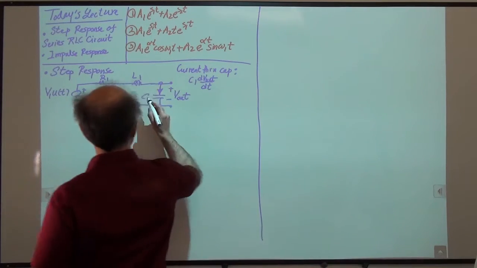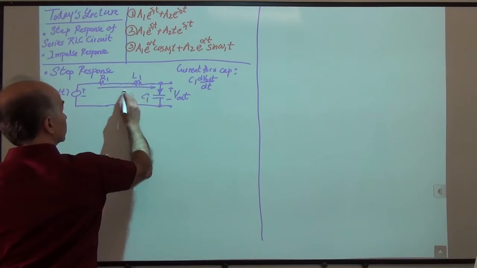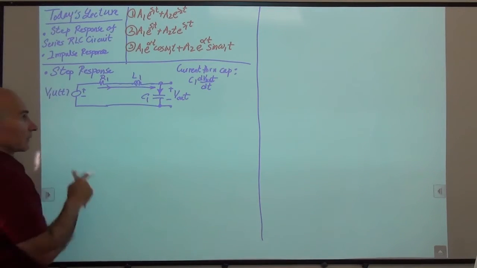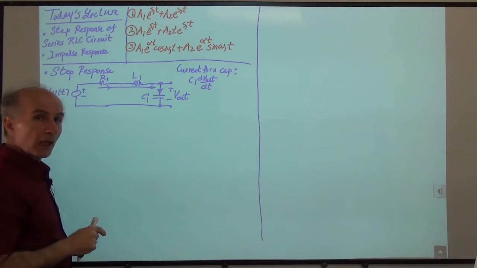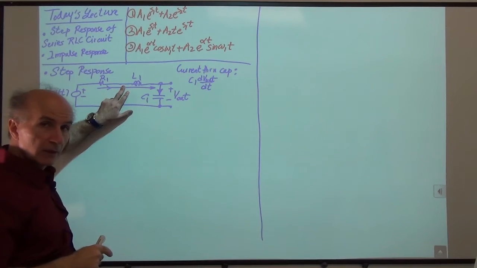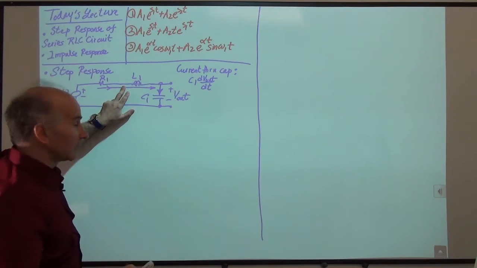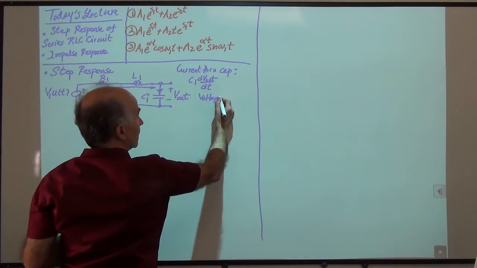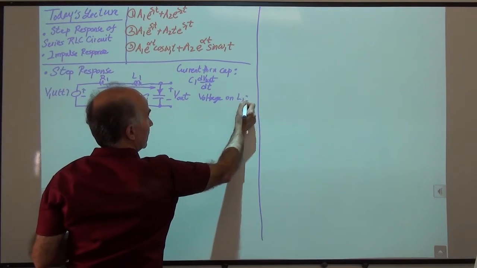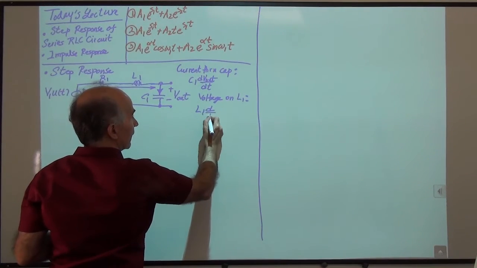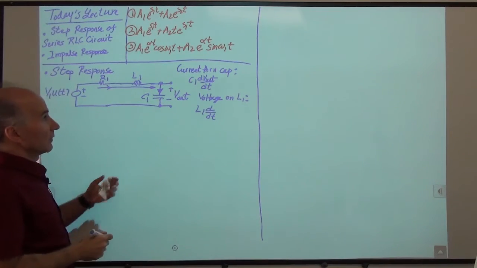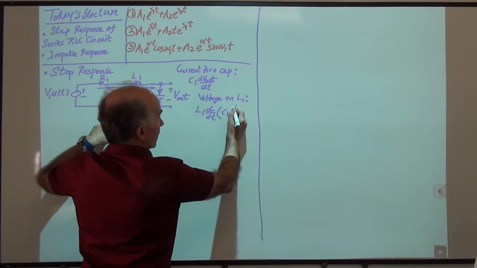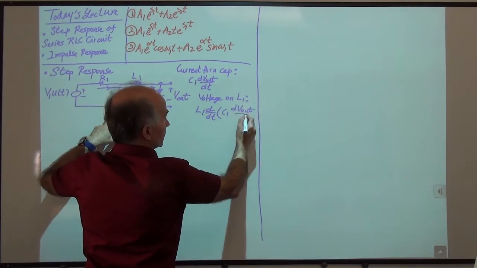So I have a current going like this, right? It goes through the resistor, through the inductor, through the capacitor, it goes back to the voltage source. So how do I find the voltage across the inductor? The voltage across the inductor is L di over dt. So the voltage on L1 is just L1 di over dt. And the current to the inductor is known, right? It's this one. This current flows through everything. So that would be C1 dV out over dt.